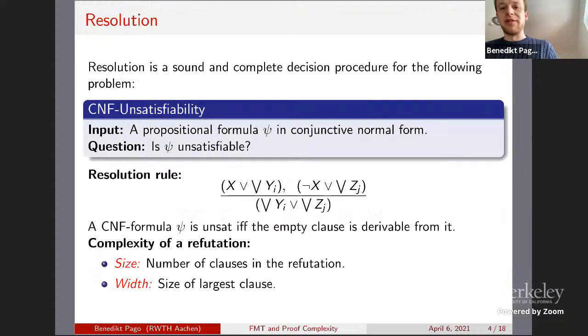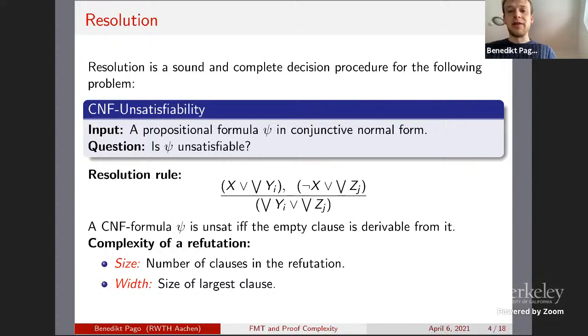Okay, so let's start with the resolution. This is probably quite well known. It is a standard proof calculus for refuting unsatisfiable propositional formulas, which are given in conjunctive normal form, so as a set of clauses. And a CNF formula is unsatisfiable if and only if the empty clause can be derived from it using only this resolution rule. So we only have one inference rule in this calculus. The rule says if you have two clauses where in one of them you have X and in the other one you have not X, then you can unify the clauses and throw away the conflicting literal.